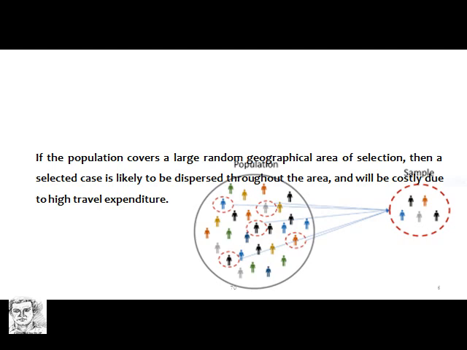If the population covers a large geographical area of selection, then a selected case is likely to be dispersed throughout the area, and will be costly due to high travel expenditure.